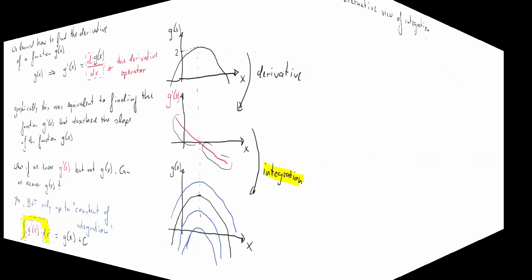So this was a fairly mechanistic explanation of integration as the reversal operation to finding derivatives, and therefore sometimes integration is called finding the antiderivative.